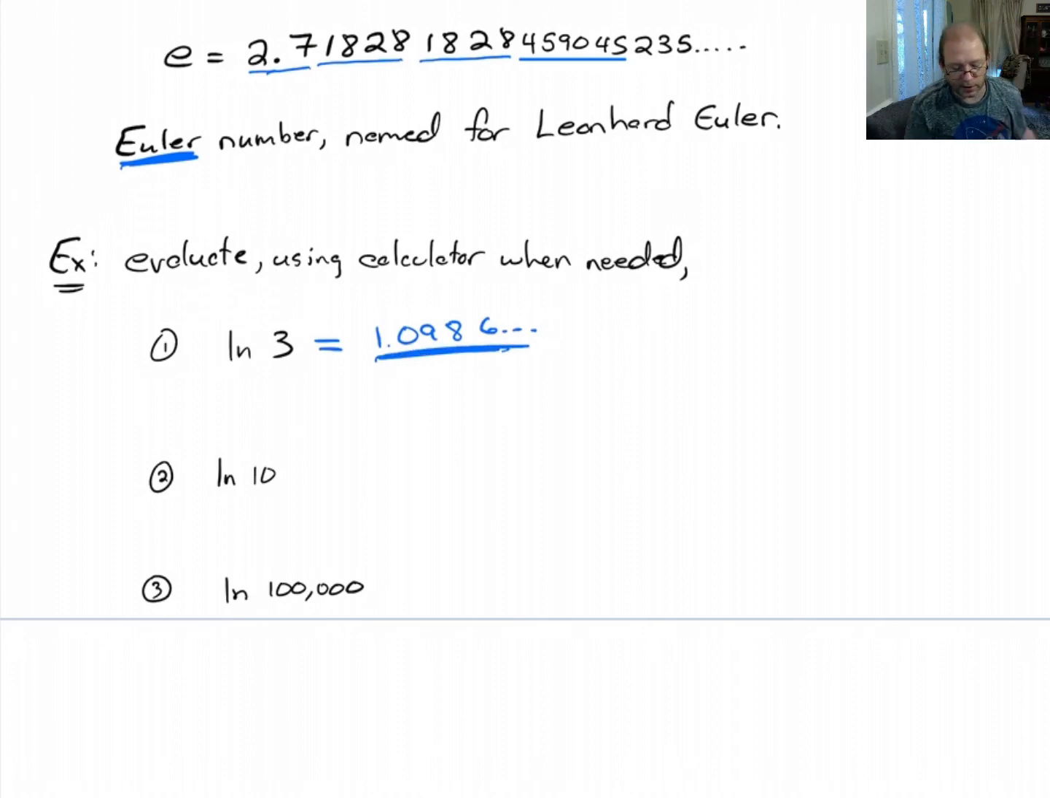Now e squared is, what is it? e squared is 7.389, etc. So natural log of 10, we'd expect that to be a little bigger than 2. Sure enough, it's 2.30, etc. And natural log of 100,000, well, I don't know, I can't even estimate that really. I'll just stick it in my calculator. It's 11.5129, yada, yada, yada.